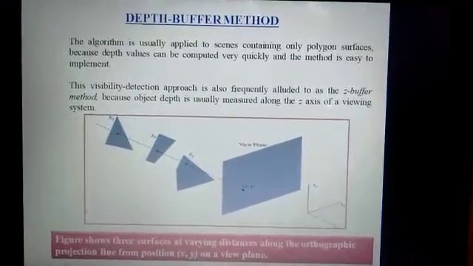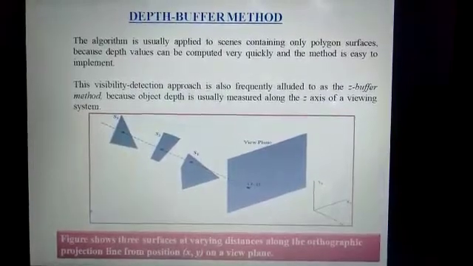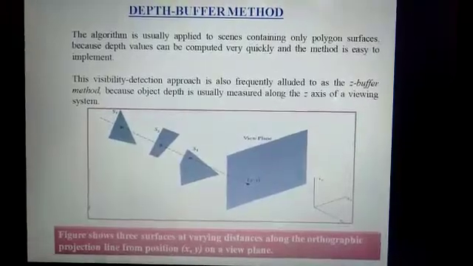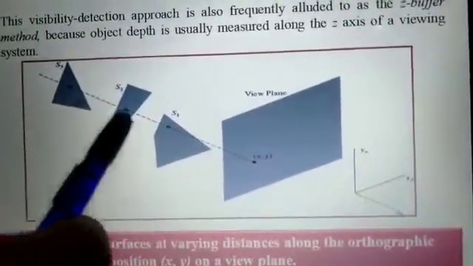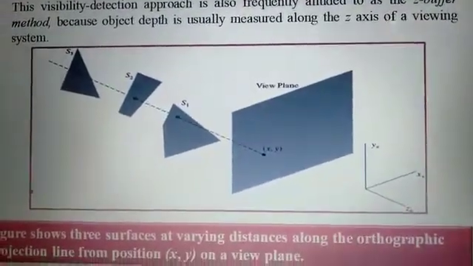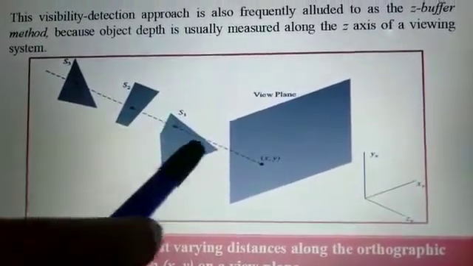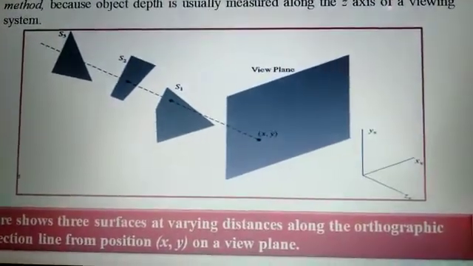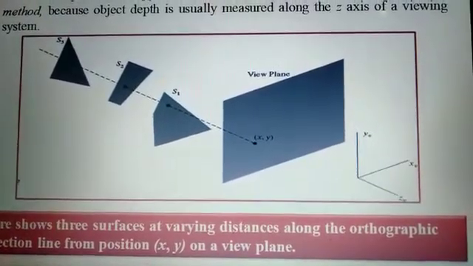Coming to the topic depth buffer method, a commonly used image space approach for detecting visible surfaces is the depth buffer method, which compares surface depth values throughout a scene for each pixel position on the projection plane. As shown in the figure below, here these surfaces overlap pixel position x, y on the view plane. The visible surface S1 has the smallest depth value. As each surface is processed, which can be processed in any order, its depth from the view plane is compared to previously processed surfaces.